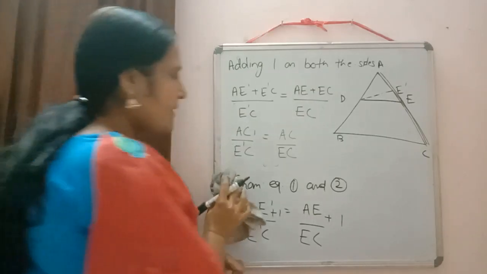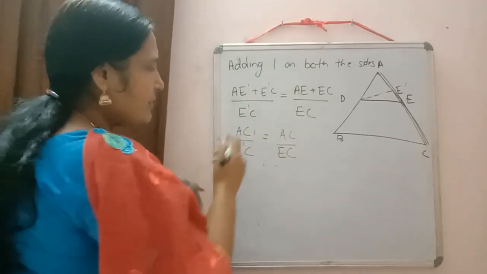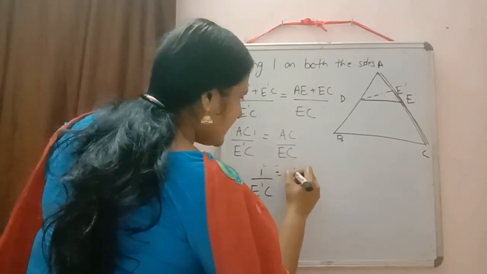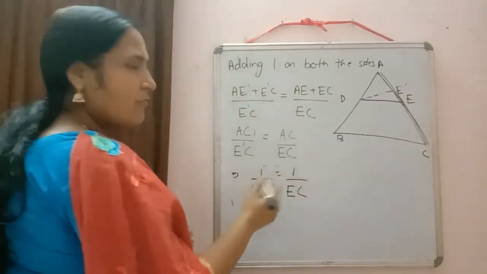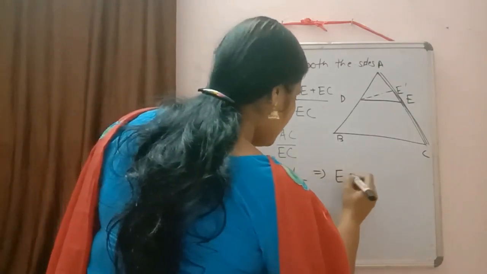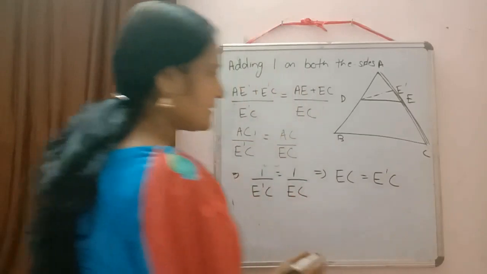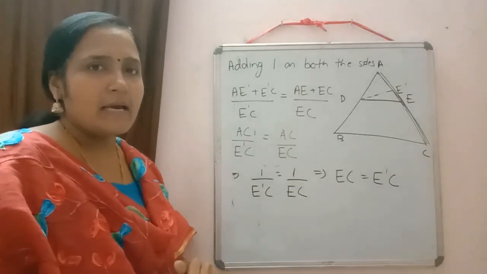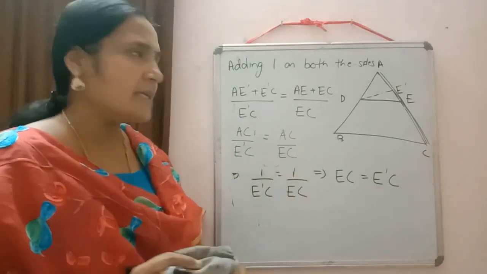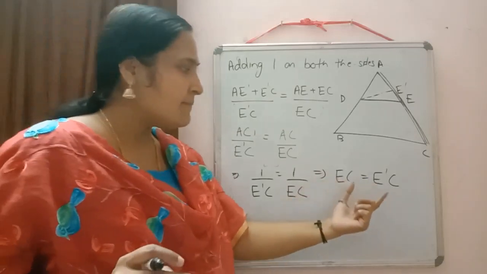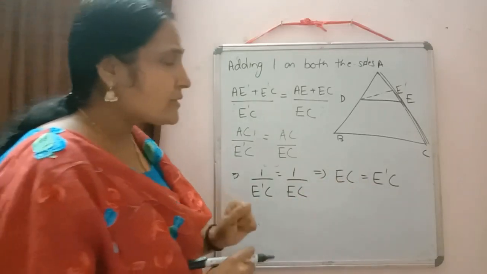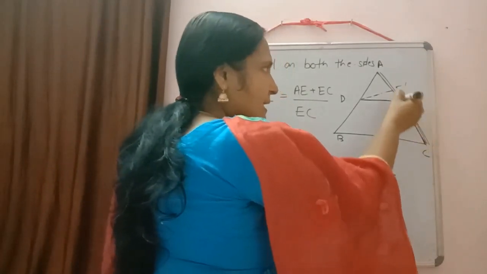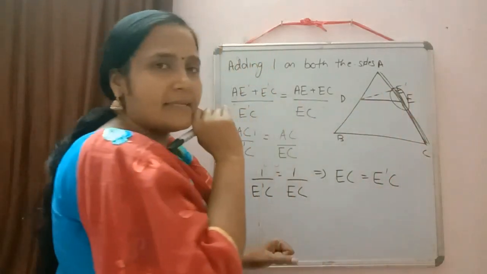So what will remain? If we cancel AC and AC, we get 1 by E dash C is equal to 1 by EC. Now we can do the cross multiplication, then EC is equal to E dash C. What is the meaning of this? EC is a line segment, E dash C also is a line segment, and it means their lengths are equal, but both are starting from the same point. CE and CE dash are equal in length.